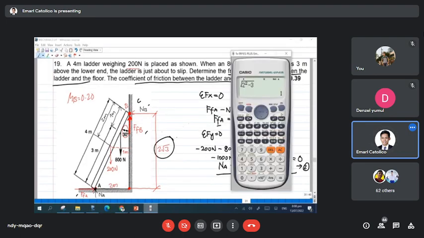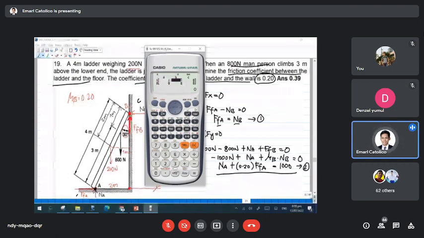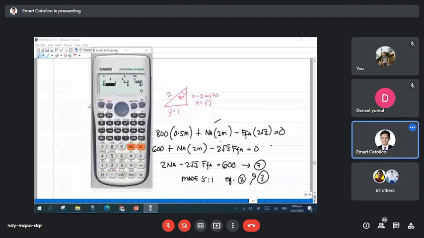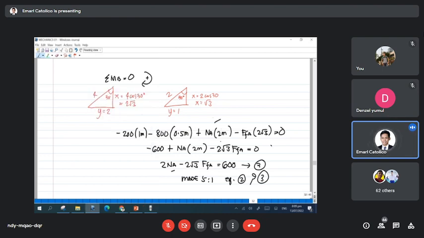Okay. Mode 5.1. So for equation number 2, we have NA, so 1, 0.2 FFA, so 0.2, then 1,000. Okay, so equation number 3, we have 2NA, so 2, negative 2 square root of 3, then constant natin is 600. Okay, 600 lang. So ang unang lalabas dyan is NA, which is yung X, pangalawa is FFA, which is yung Y.